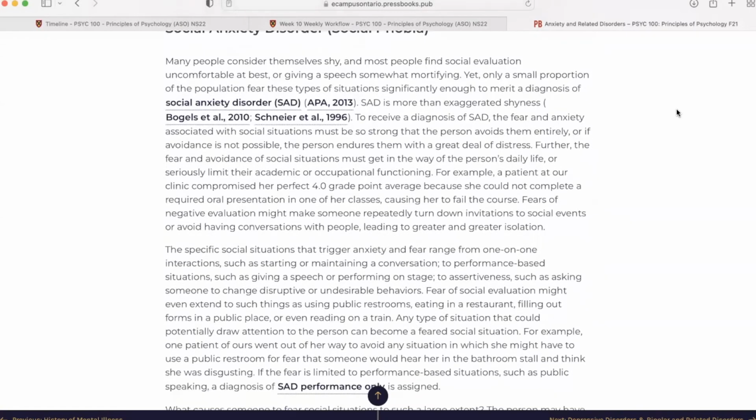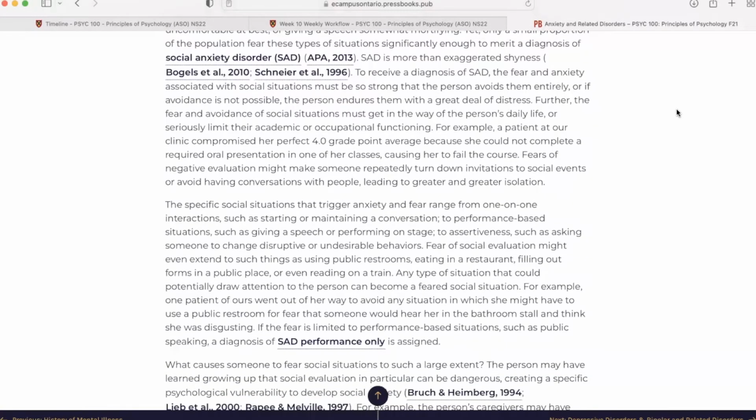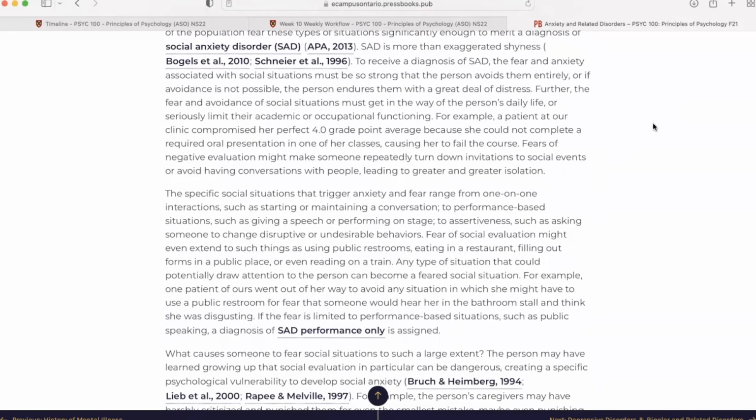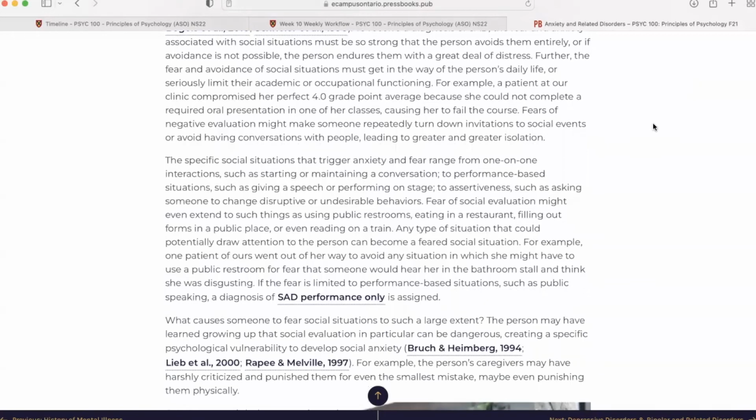SAD is more than exaggerated shyness. To receive a diagnosis of SAD, the fear and anxiety associated with social situations must be so strong that the person avoids them entirely, or if avoidance is not possible, the person endures them with a great deal of distress. Further, the fear and avoidance of social situations must get in the way of the person's daily life or seriously limit their academic or occupational functioning. For example, a patient at our clinic compromised her perfect 4.0 grade point average because she could not complete a required oral presentation in one of her classes, causing her to fail the course.